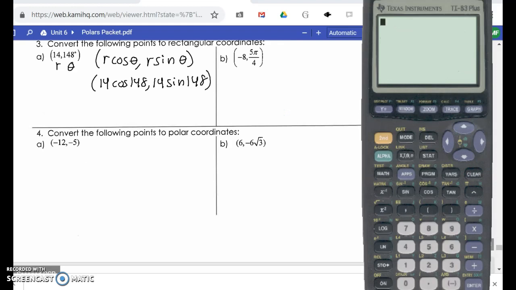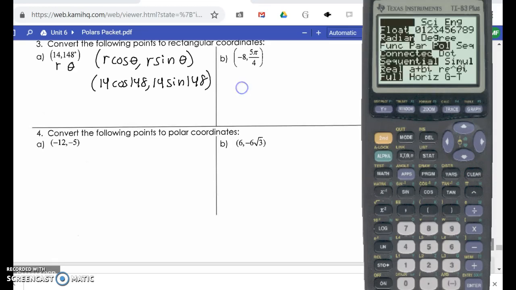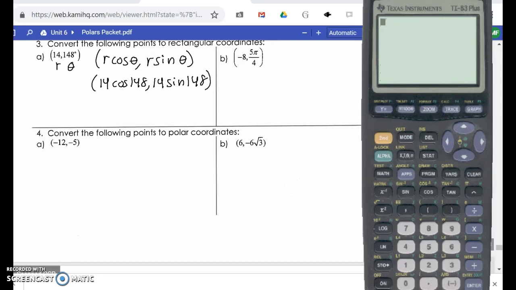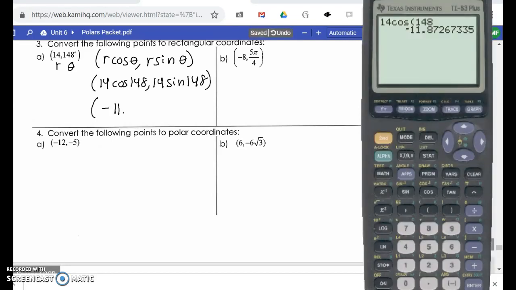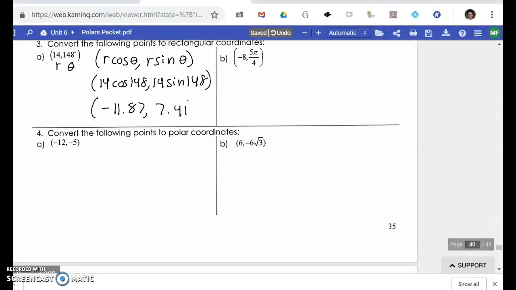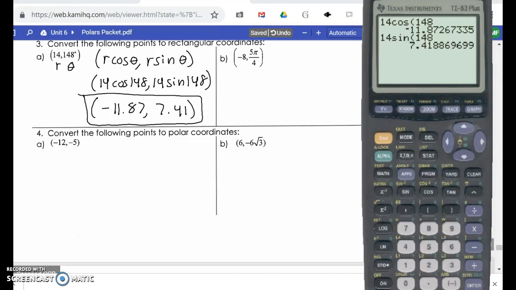All right, so I want to type these into my calculator. I need to check the mode. My mode should be in degrees right now. Hit enter, quit. And I'm going to type in 14 cosine 148. Hit enter. And I get that the x-coordinate is negative 11.87. The y-coordinate, we do the same thing, 14 sine of 148, and I get 7.41. So that should be the answer for the first conversion problem. Just make sure that you are in the right mode.